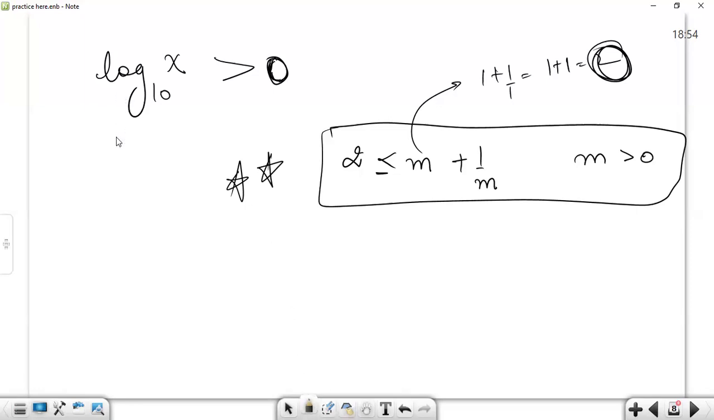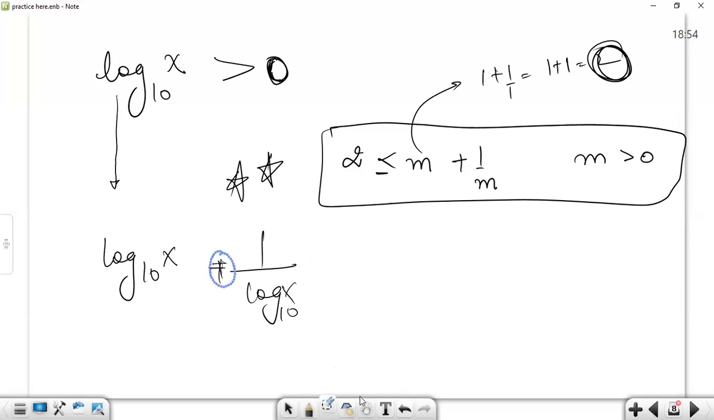So if this is also positive, we can write logarithm of x to the base 10 divided by logarithm of x to the base 10. These both are positive, and these both are the same. So the same kind of inequality will also be applicable here, that its least value will also be 2. Do you agree? Clear? Yes, sir.